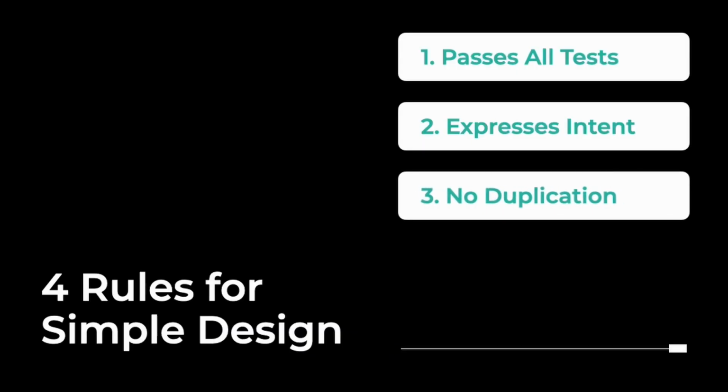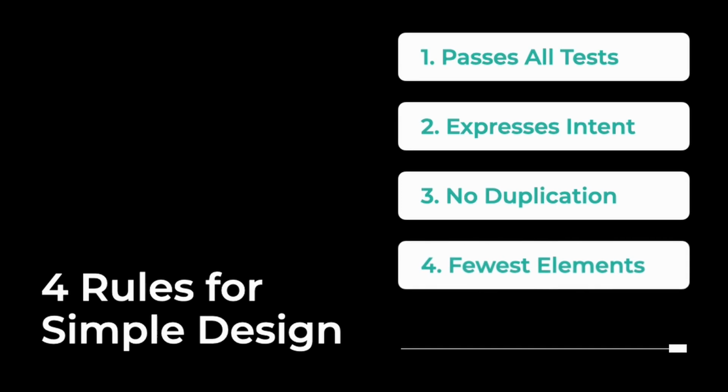Rule number 3, no duplication. You know that duplication is the root of all evil in software, and you know the number of problems that it can impose on maintainability. So this rule will help you to eliminate all duplication. However, there's a clause here. You should strive for no duplication as far as it doesn't conflict with rule number 2. If it affects the readability of the code, you shouldn't do it.